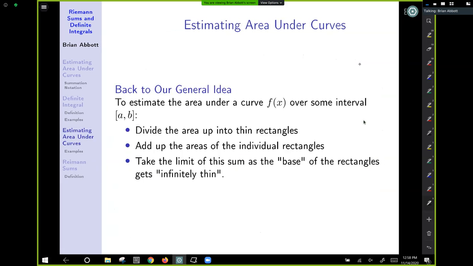So back to our general goal that we mentioned at the beginning of this section. We want to find the area under a curve, and area has quotes around it because it's the signed area under the curve over some interval. So you're going to divide the area up into thin rectangles, add up those rectangles, and then take the limit as those rectangles get thinner and thinner.